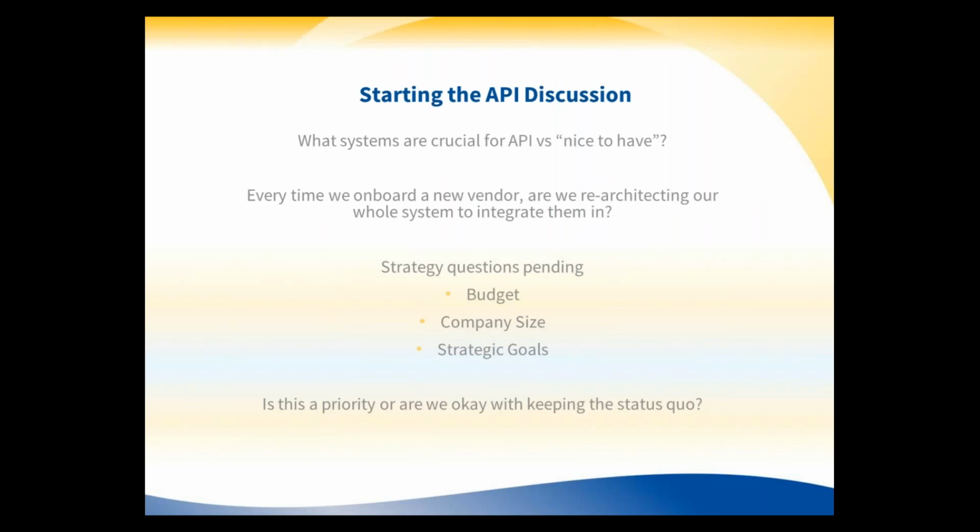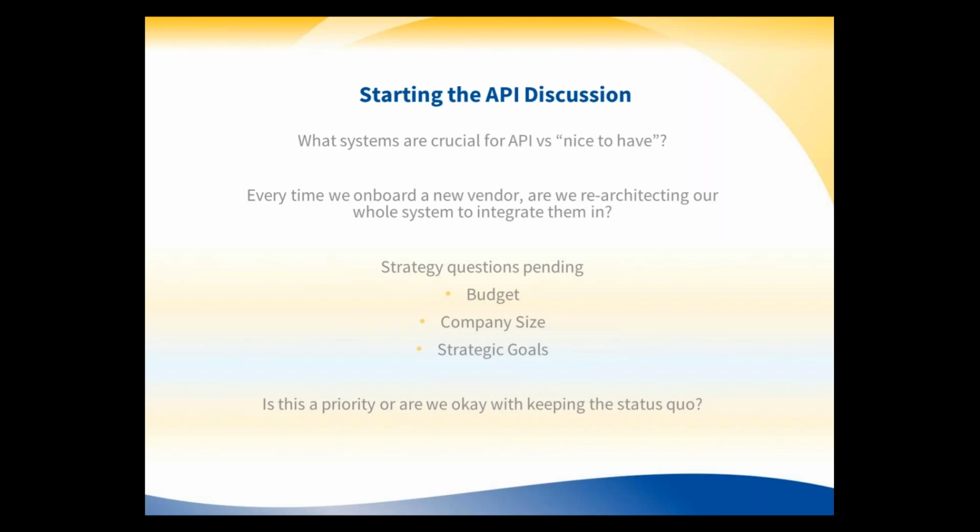So laying that foundation, and now maybe you're starting to think of how your own data is flowing, let's really get into starting the API discussion. We all have our own constraints and budgetary needs and company size. So we all need to start our talks of what systems are crucial for APIs to have versus what's nice to have. What are those really integral pieces you need for integration? Because going back to that first slide, there are a lot of vendors, and every time you add a new one, you don't want to be re-architecting your entire system again.